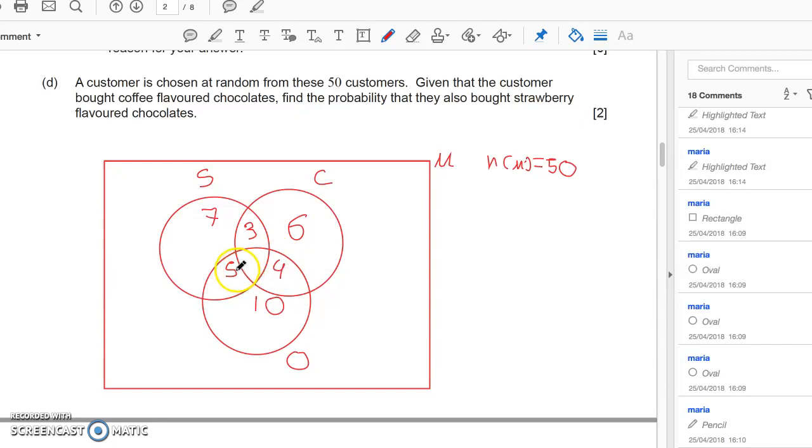Finally, X bought strawberry, coffee, and orange. That's all the overlapping. I have my X value. So that represents all the information we have been given.